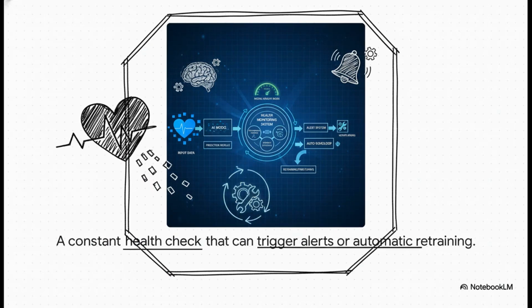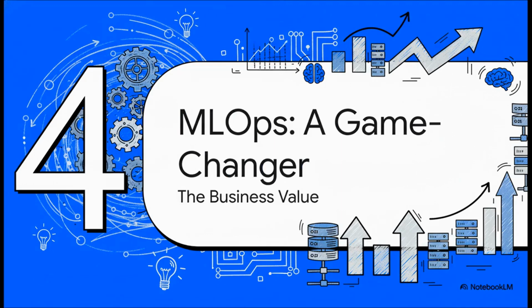Think of it like a 24/7 health monitor for your model. It's constantly tracking its vital signs, performance metrics, data drift, you name it. And if it spots a problem, it can immediately fire off an alert to the team. But here's where it gets really powerful. It can even be set up to automatically trigger a retraining pipeline to get the model back in shape, all on its own.